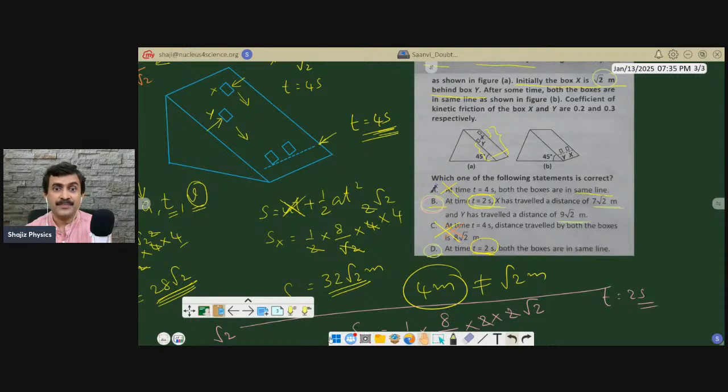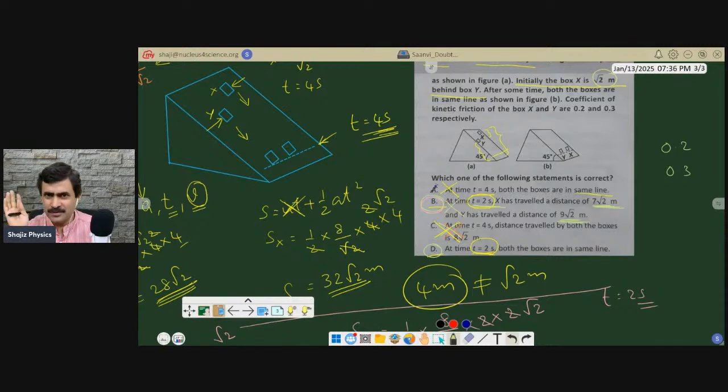apply a trick here. One is we can eliminate C first. Now I find that we can eliminate option B also. Why? Here is another logic we can apply. For X, the coefficient of friction is less, 0.2, and for Y, the coefficient of friction is 0.3. But here it is given that X has traveled less distance when compared to Y. It will not happen. So logically, you can eliminate option B also.